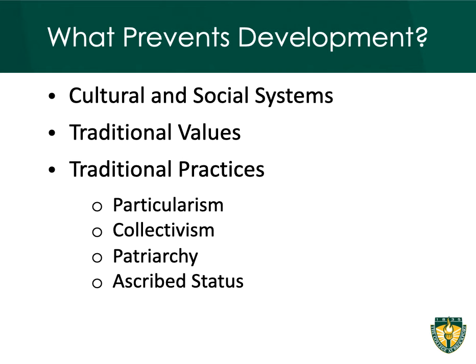But what prevents development? According to modernization theorists, obstacles to development are internal to poorer countries. In other words, underdeveloped nations are underdeveloped because they have cultural and social systems as well as values and practices that prevent development from taking place. This can include particularism, where people are allocated into their roles based on their familial relationships to those who are already in positions of power, or collectivism, where an individual is expected to put the group, the family, or the village before their own self interest.